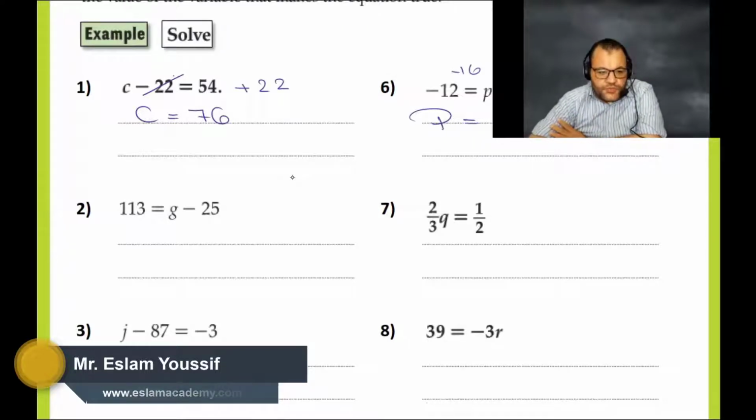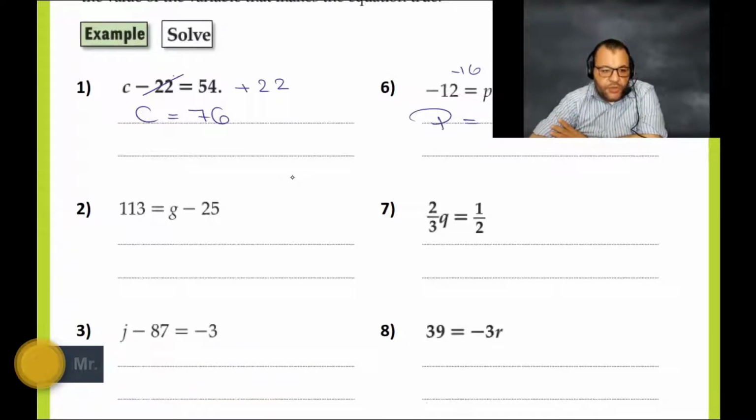For number 2, now we have 113 equals g minus 25. How can we solve this one?